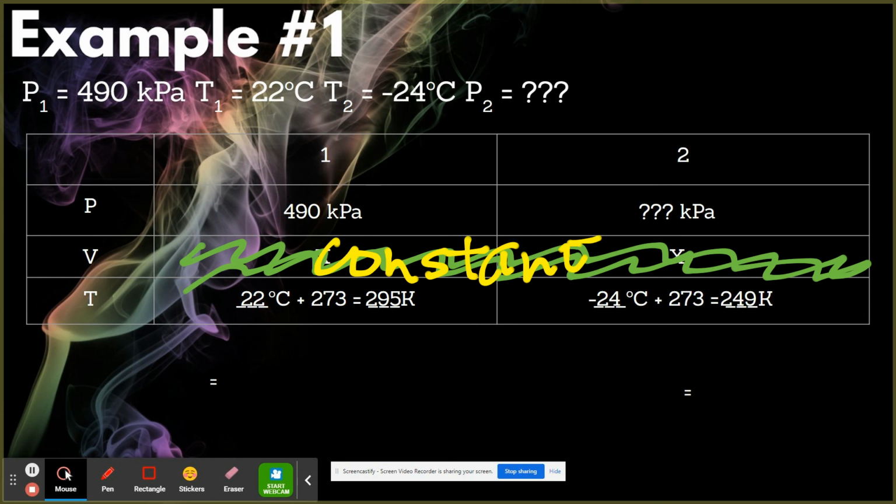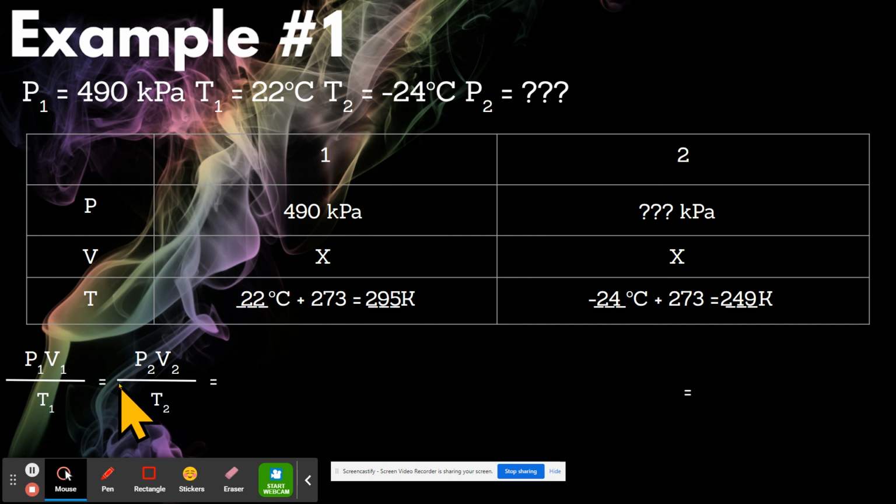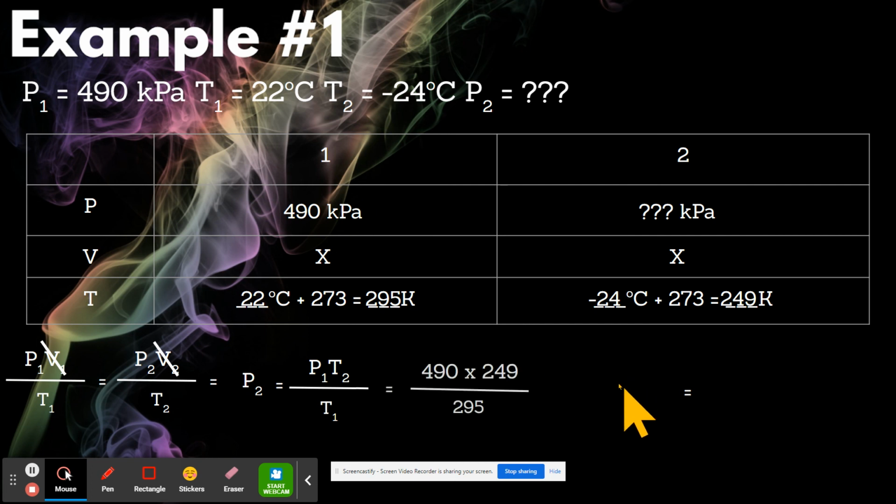So how do you solve this? Let's plug it into this equation right here. There's no V, so I can take out the V. Then you can either isolate P2 or simply plug it into the equation. In this case, guys, we isolated P2. So how do you solve for P2? I multiply both sides by T2, and the T2 disappears. And what do I get? P2 equals P1 multiplied by T2 divided by T1. Substitute the numbers in: 490, T2 is 249 over 295. And then you get your final answer right there. And that's how you do your problems for this one.